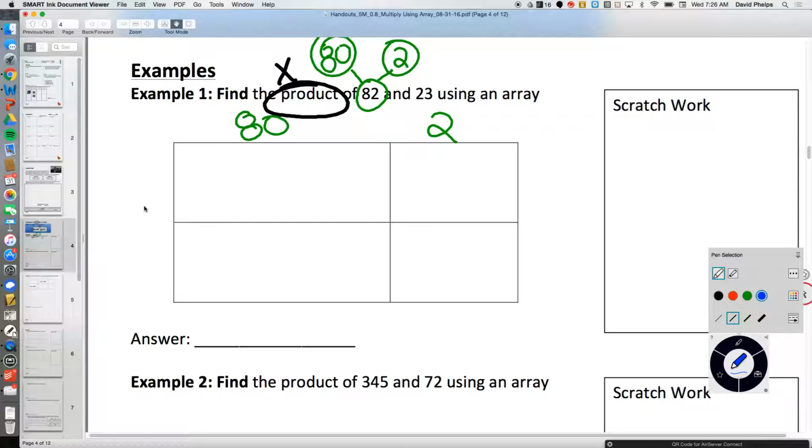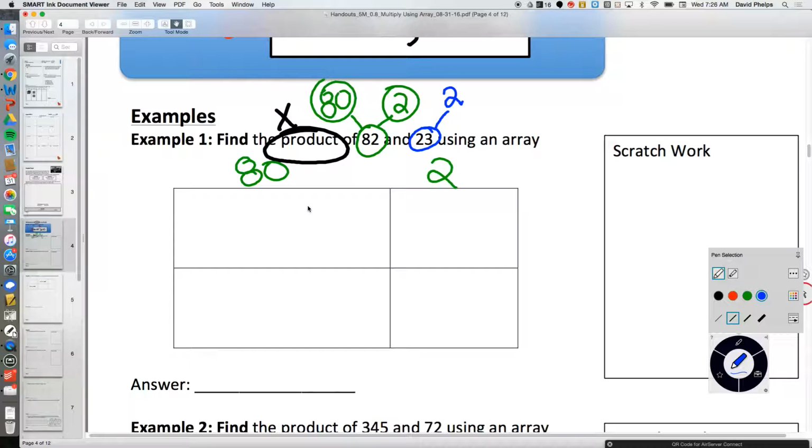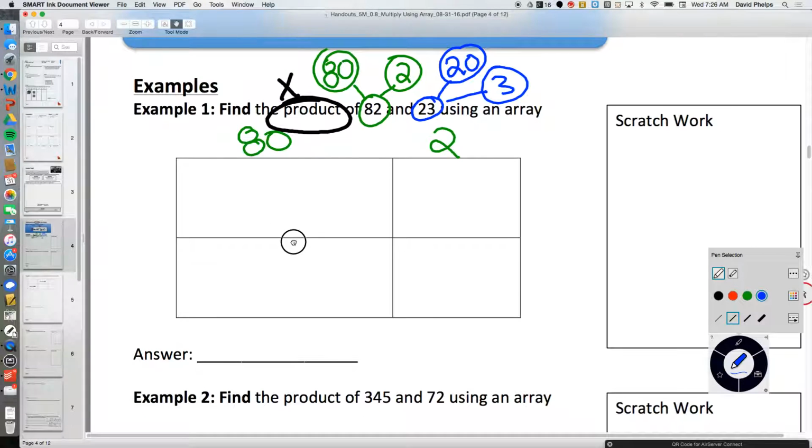Now our other number is 23. Circle 23, and that can be split into 20 in the tens place and 3 in the ones place. So on the left side of your array, put 20 and then put 3 underneath. The beautiful thing about arrays is that it makes all of these interesting rectangles with different lengths and widths, and we just find the area of them all.